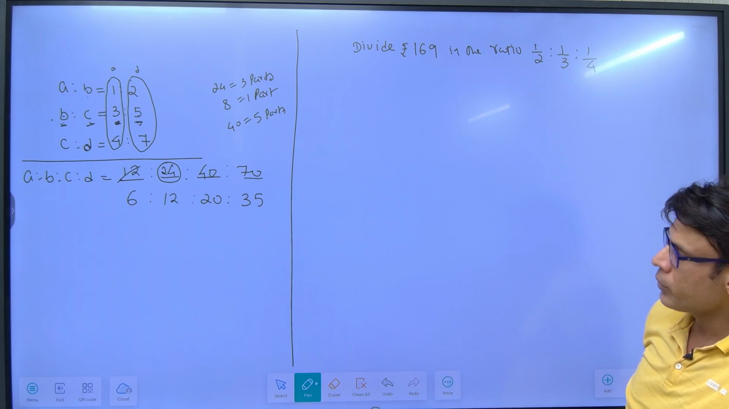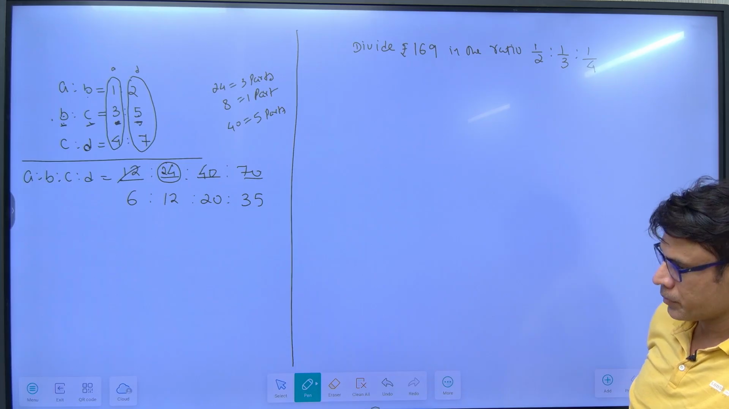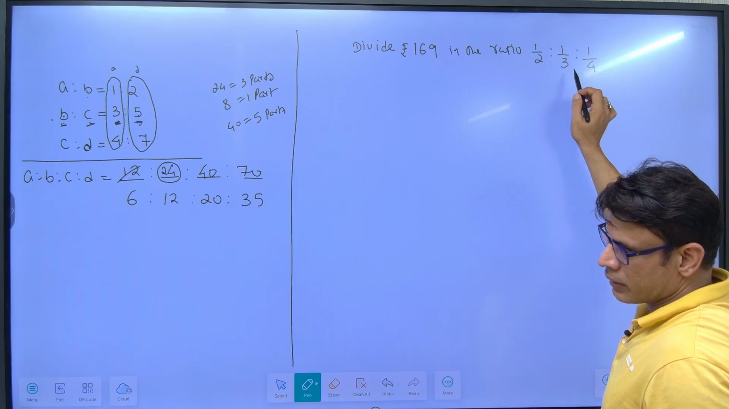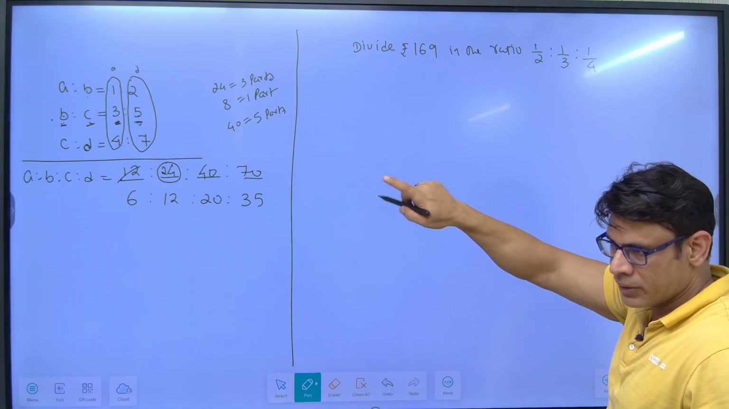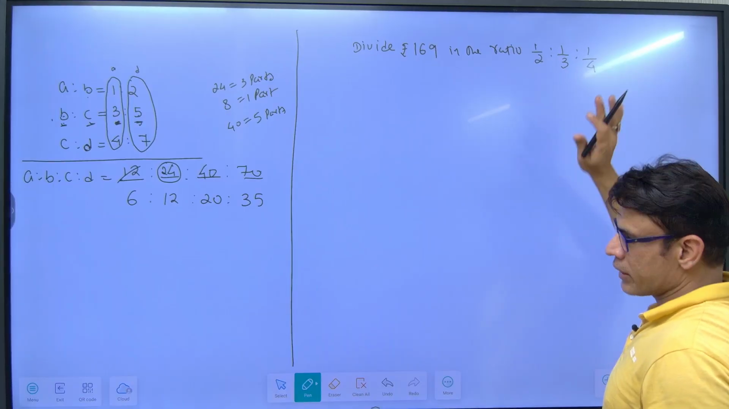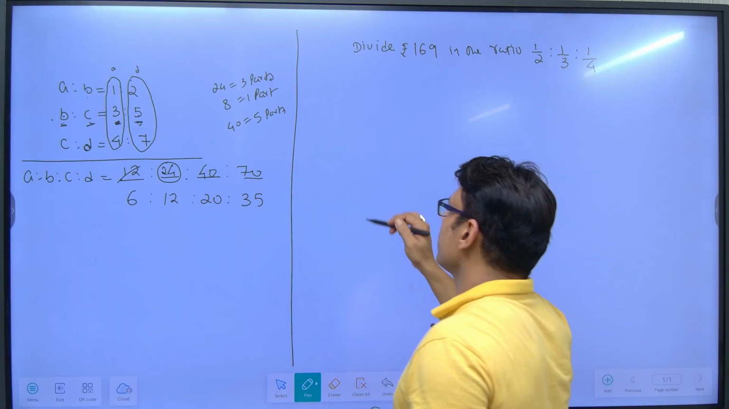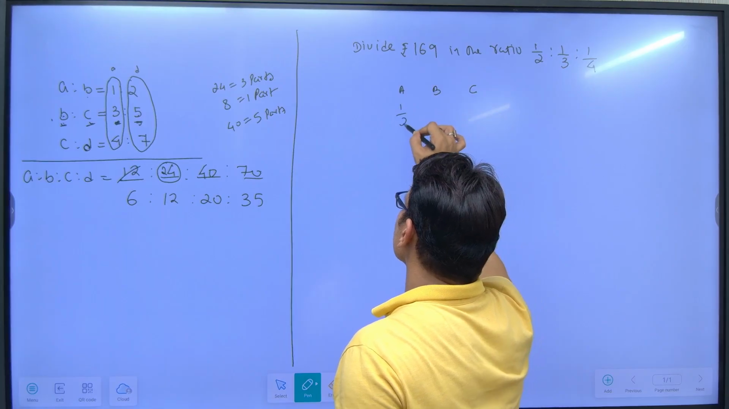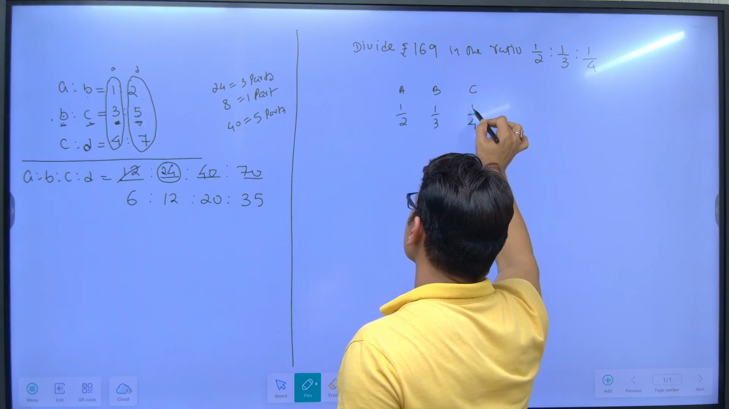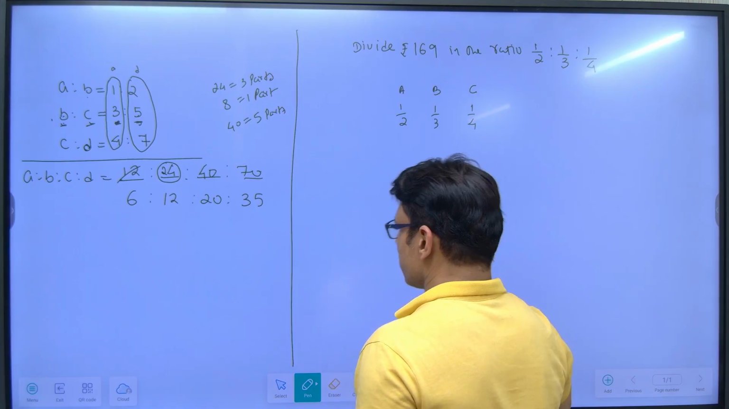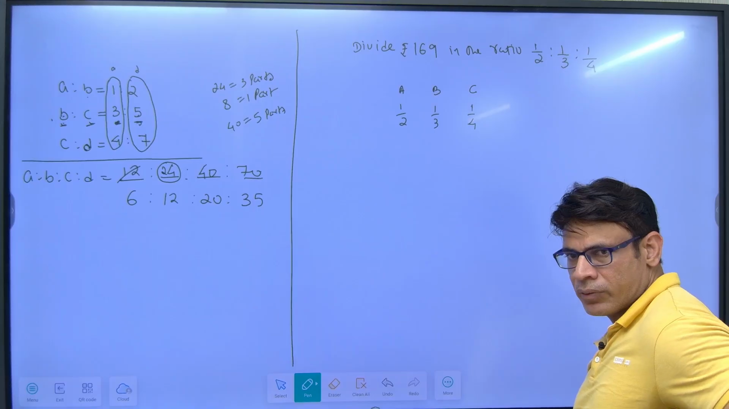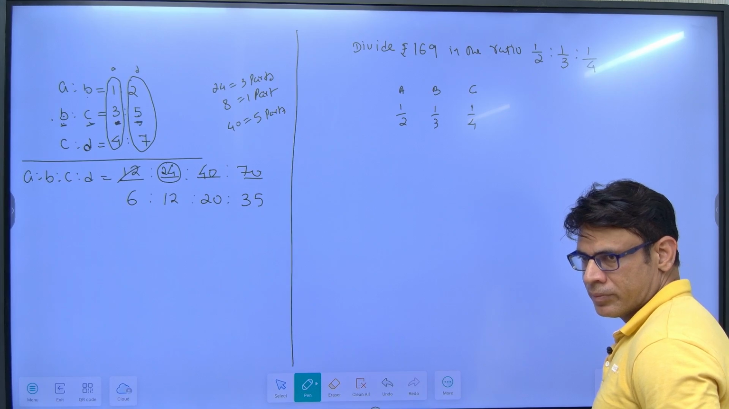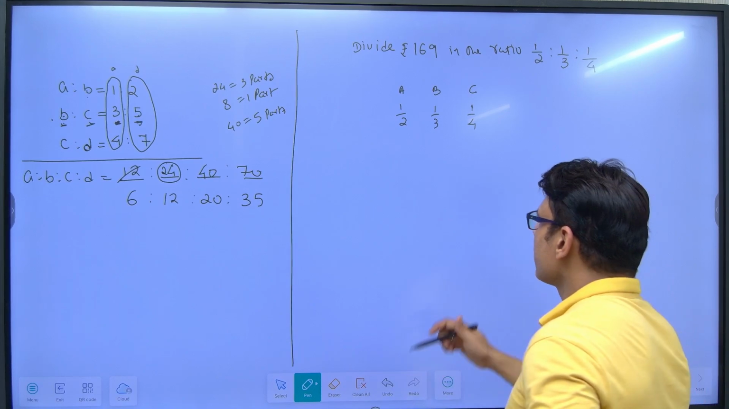Right? Now how to do it? Let's try to understand this. See, this is fraction. Earlier we have solved integers. So you have to bring your fraction into integers. How you can bring your fraction into integers? First you have to do this. So let's say A, B, C, which is 1 by 2, 1 by 3 and 1 by 4. First you take LCM of denominator. What is LCM of 4, 3 and 2? 12. LCM is 12.